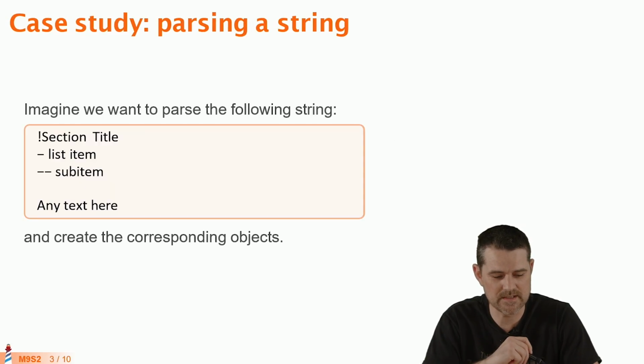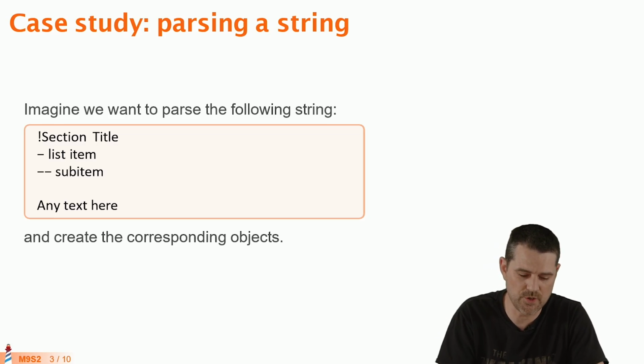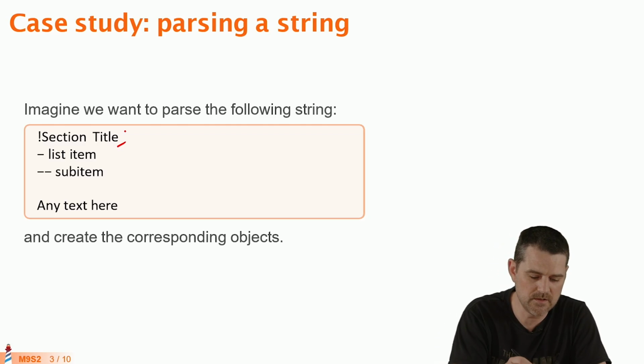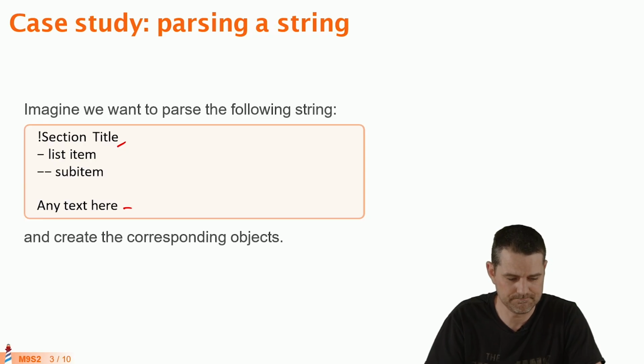So let's have a look at this case study. Imagine that we want to parse this string. This is a string representation of a document. Here we have a title and a list of items and maybe a paragraph there. And we want to create a parser for this piece of text.